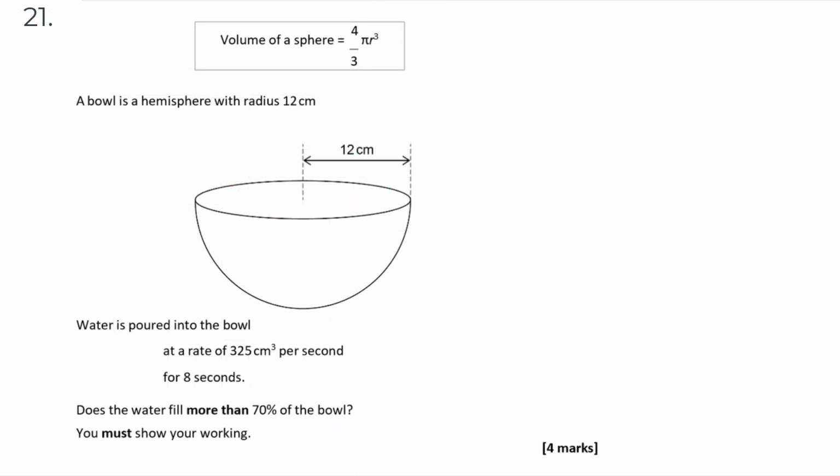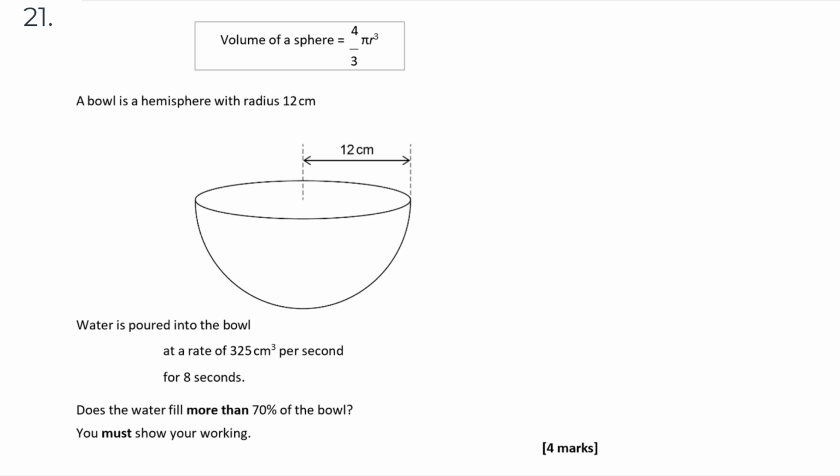And you're given the formula for the volume of a sphere. It's 4/3 pi r cubed. A bowl is a hemisphere with radius 12 centimeters. Water is poured into the bowl at a rate of 325 cubic centimeters per second for 8 seconds. Does the water fill more than 70% of the bowl?